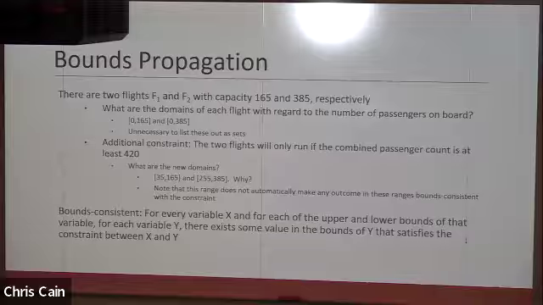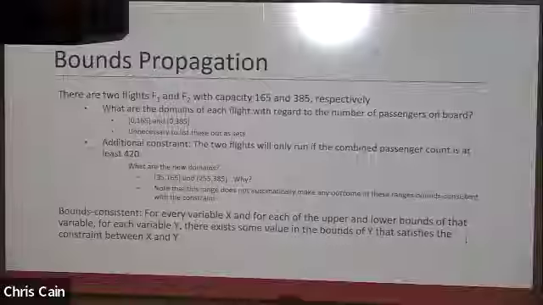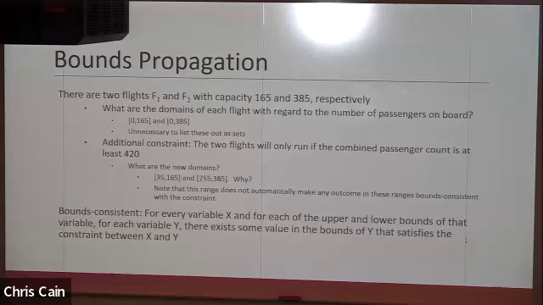So for something to be bounds consistent, for every variable and each of the upper and lower bounds of that, for every variable y that depends on it, there exists some value within the bounds that satisfies the constraint between them. Bounds propagation allows us to very quickly eliminate large swaths of a search space when we're dealing with lots of information. This would help us with the cars and people in transporting problem on the last slide.